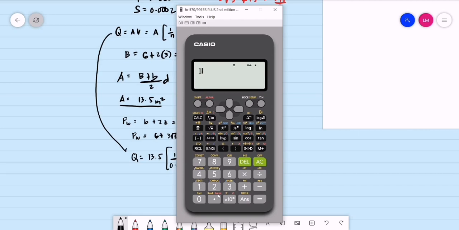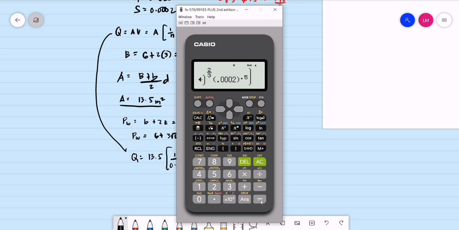So we have the area equal to 13.5. This is multiplied by 1 over the roughness coefficient, 0.025. Multiplied by the hydraulic radius, that is the area, 13.5, divided by the wetted perimeter, we have 6 plus 3 square root of 5. This value is raised to 2 over 3. Then multiplied by the hydraulic slope, we have 0.002. This is raised to 1/2 or raised to 0.5.